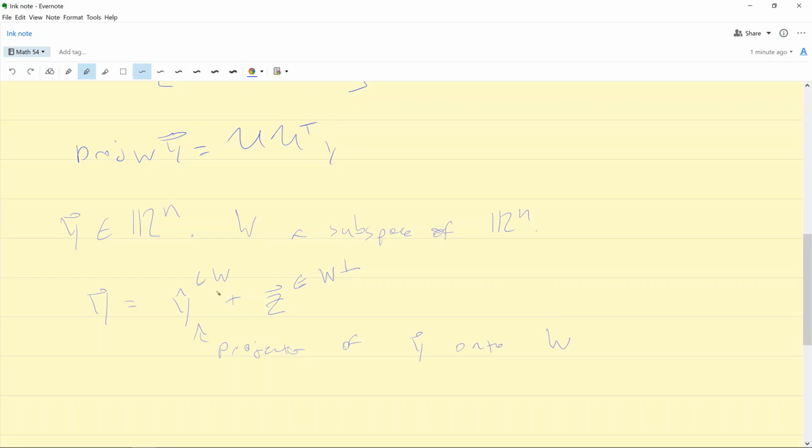And what this is saying is you're breaking Rn into two parts. And these two parts, W and W perp, are going to let you find any vector uniquely. For this vector, there's exactly one vector in W that corresponds to it, which is the projection, plus exactly one orthogonal vector that's given by taking the original vector and subtracting the projection. And there's no other way to write this as a combination of vectors in W and W perp.